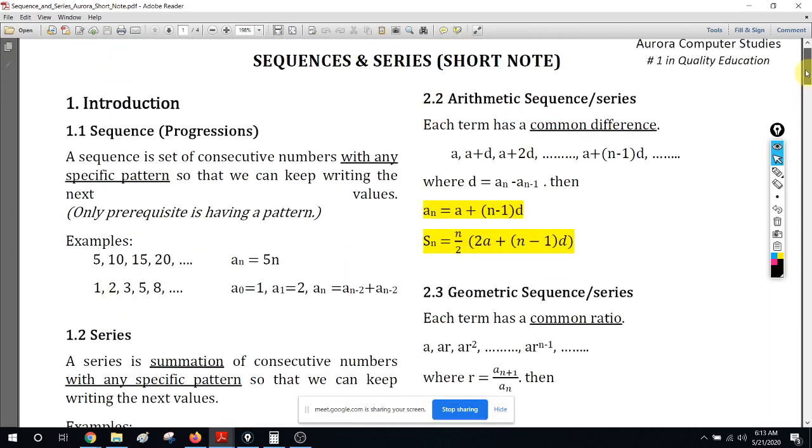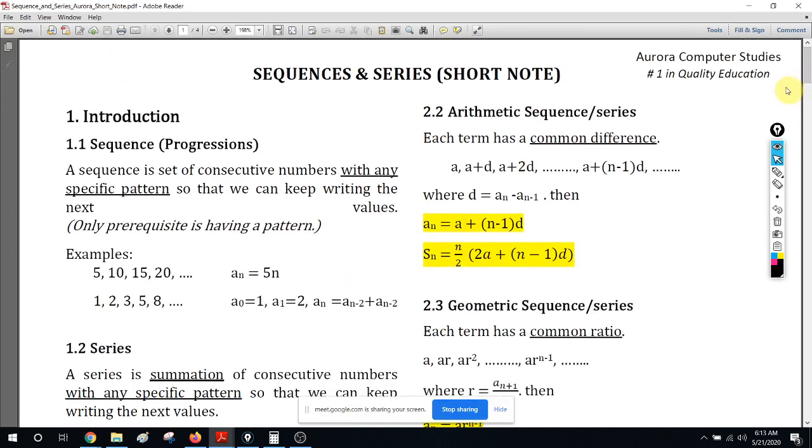That is called an arithmetic sequence, or the corresponding series is called an arithmetic series. So what is an arithmetic sequence or arithmetic series? It is a sequence with a common difference. A sequence with a common difference is called an arithmetic sequence. That means if you take any two consecutive terms, the difference is the same.